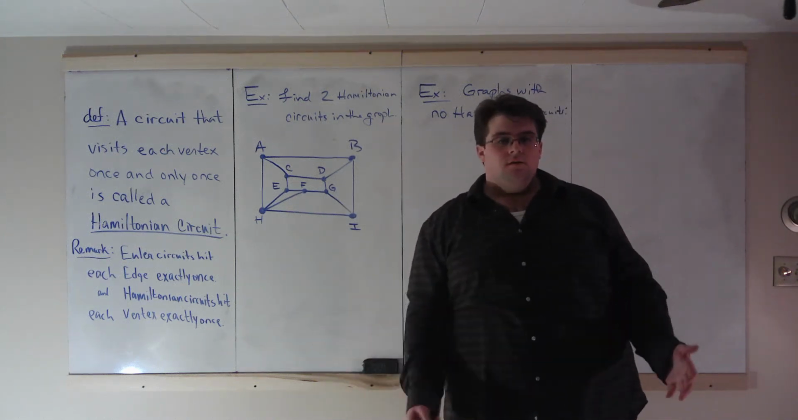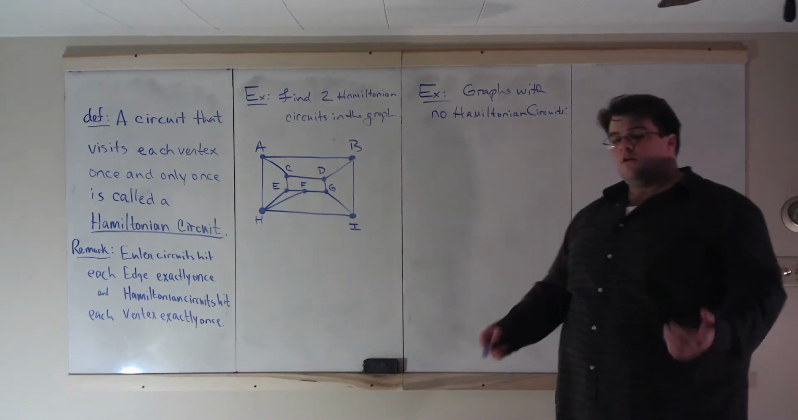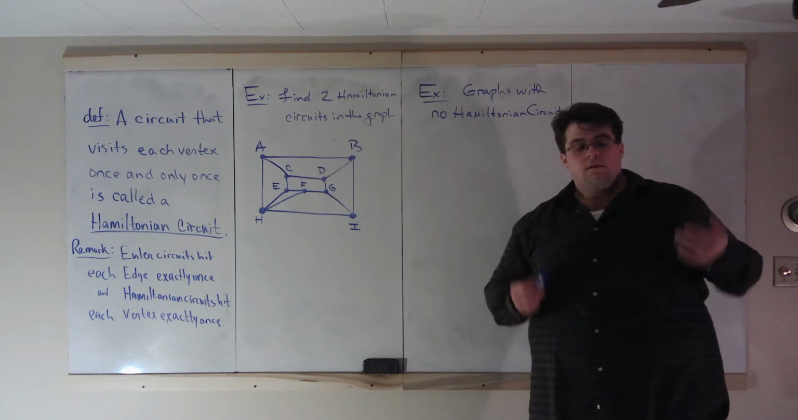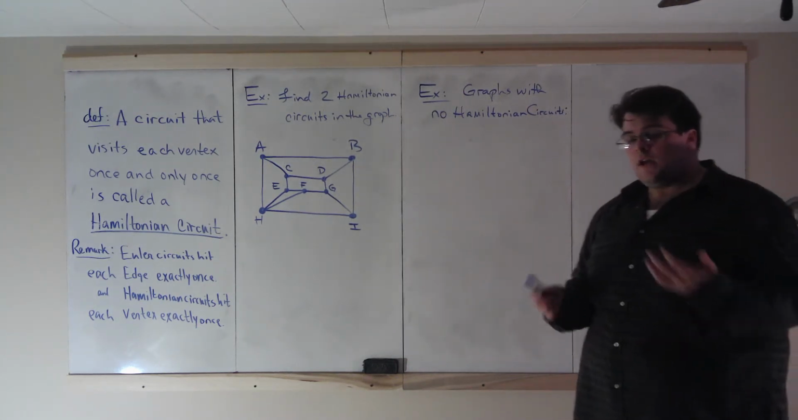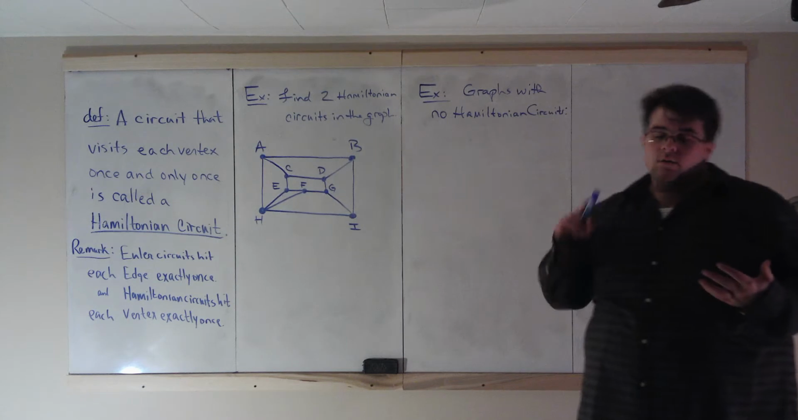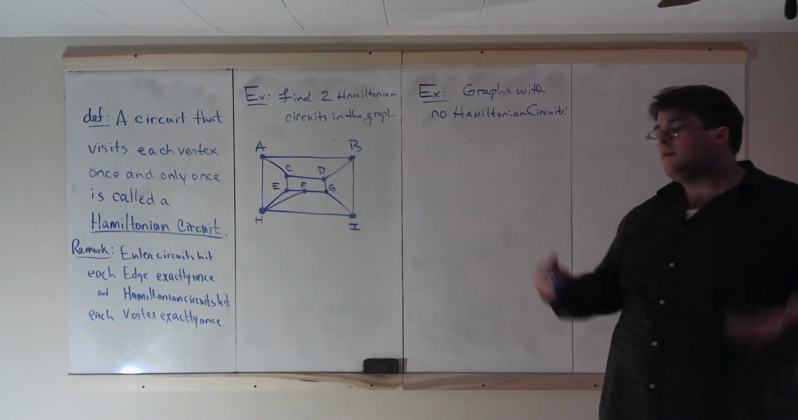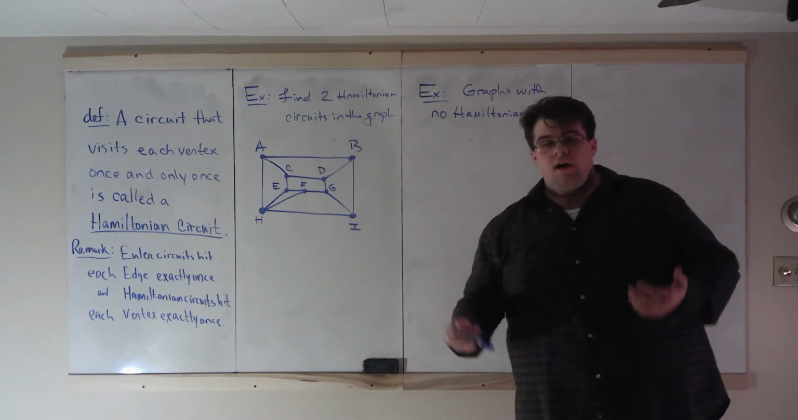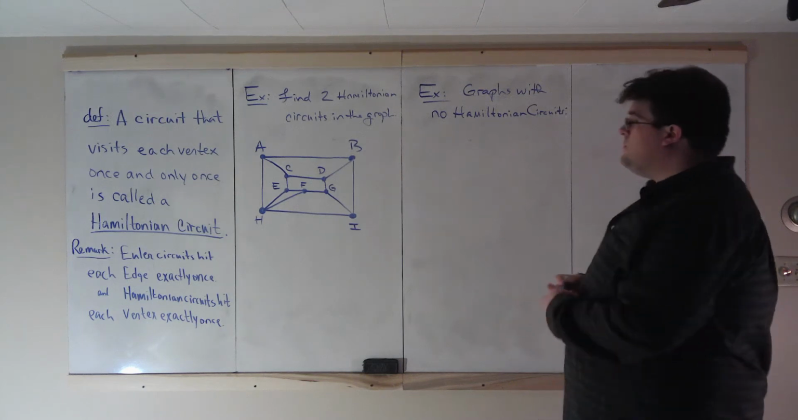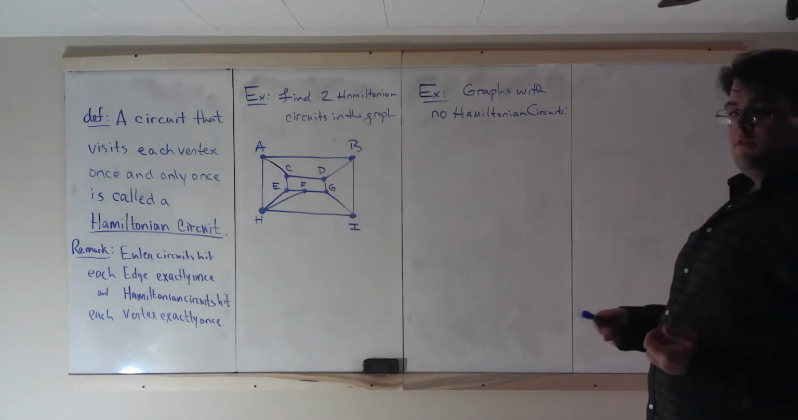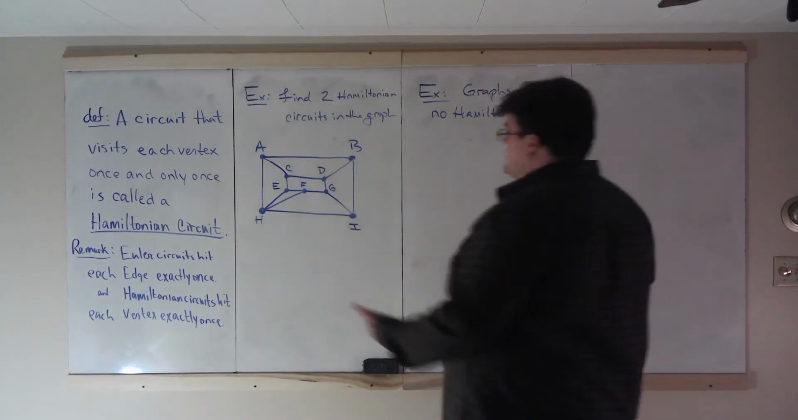Last week we talked about Euler circuits. An Euler circuit was a circuit that hit each edge exactly once. In doing that, you could hit the same vertex multiple times, but you had to hit each edge exactly once. There's a similar notion called a Hamiltonian circuit.